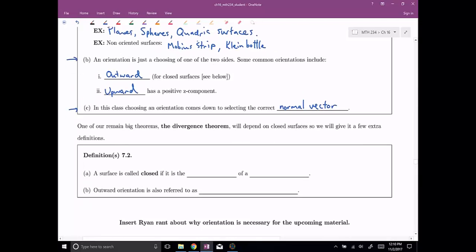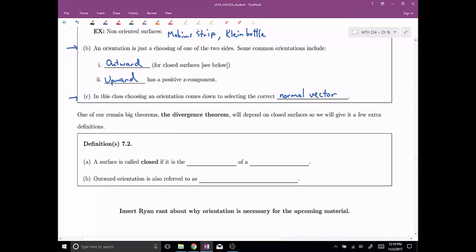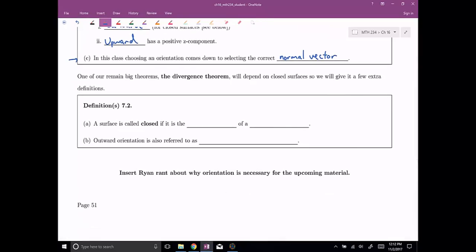All right. So one of the big theorems, the divergence theorem, will actually depend on these things, closed surfaces. And so I want to give you a few extra definitions in preparation for the divergence theorem. All right, so first of all, a surface is considered closed. So we have closed curves, now we're doing closed surfaces. It's closed if it's the boundary of a solid region.